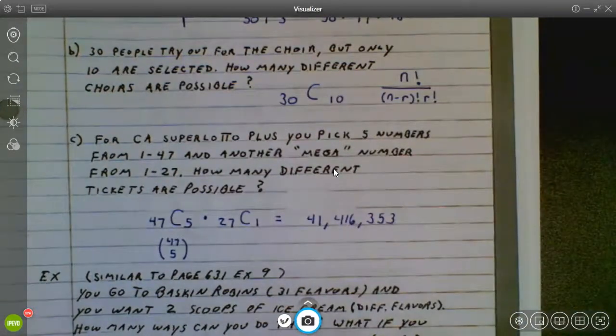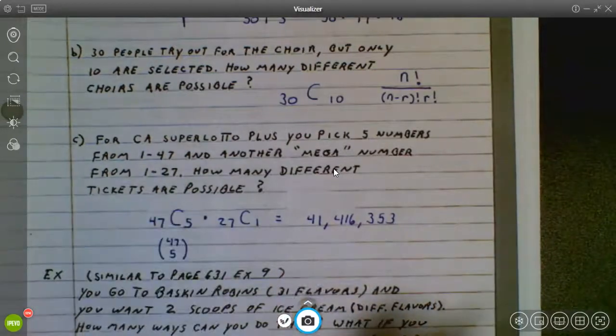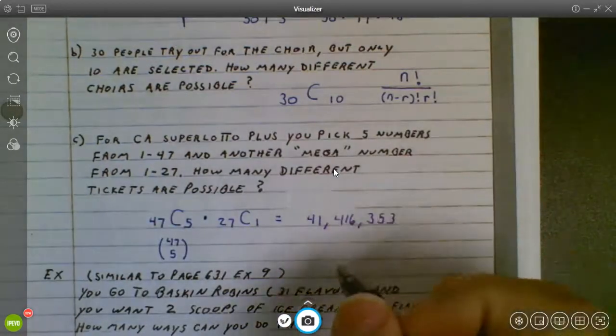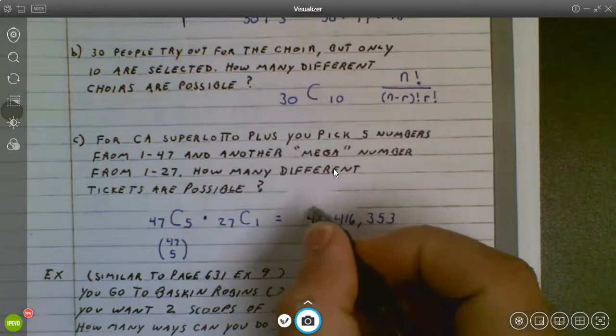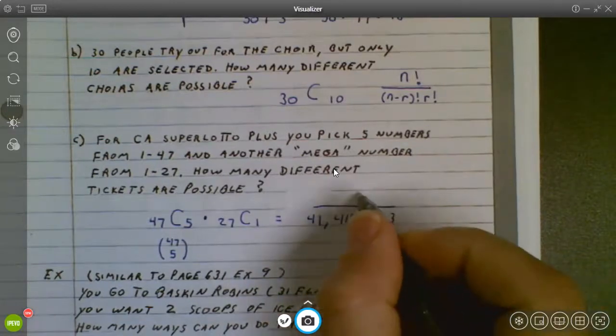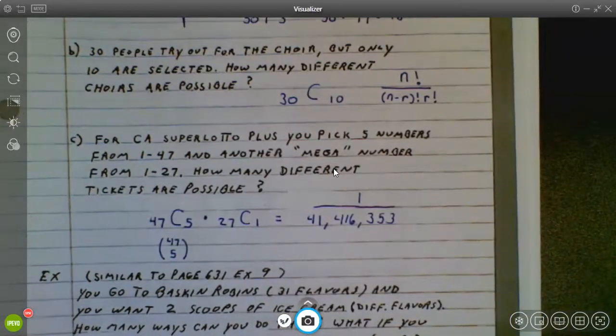If I actually wanted to turn this into a probability question, which this isn't a probability question, but if I wanted to say, so what's the probability of winning? Well, it's 1 in 41 million, right? So that's the probability of winning, if we wanted to make it a probability. So there you go. That's your probability of winning a Super Lotto Plus. Maybe it'll happen to you.